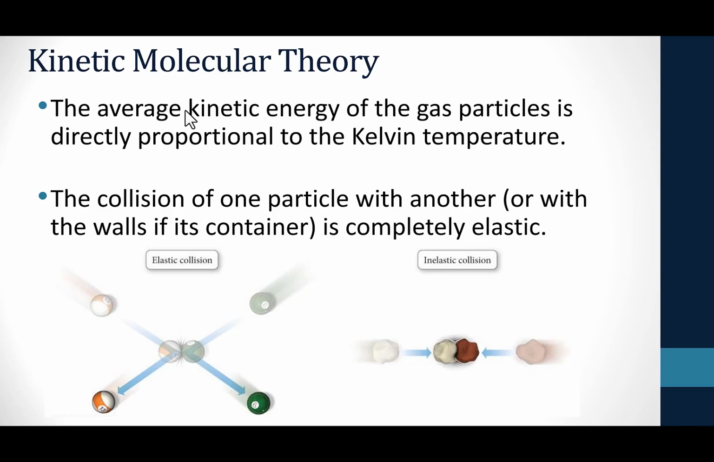So if I talk about the average kinetic energy being proportional to temperature, what that means is if I increase temperature, the kinetic energy is also going to increase. Those particles are going to move faster. And if I decrease the temperature, the kinetic energy is going to decrease. They're going to move slower. We're going to talk more about direct proportionality in the chapter, but it just means this: if one thing goes up, the other goes up. One thing goes down, the other goes down. So increased temperature, increased kinetic energy.